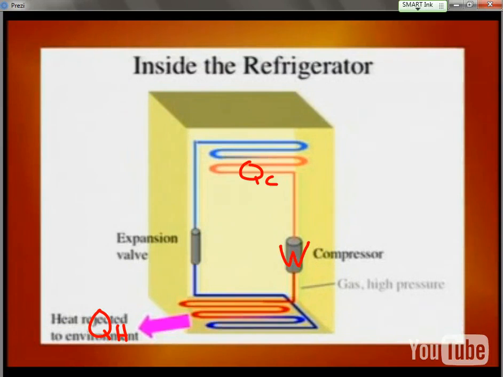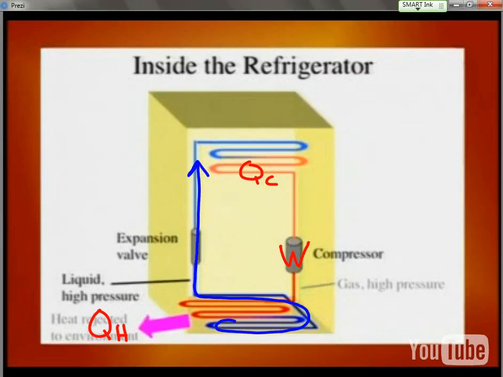It's rejected this heat to the surrounding environment. Then it moves through the expansion valve, and the high-pressure liquid going through this valve, which is basically just a tiny hole in a tiny little orifice where the gas is forced to go through, and as it goes through, it expands and cools and becomes a low-pressure liquid.